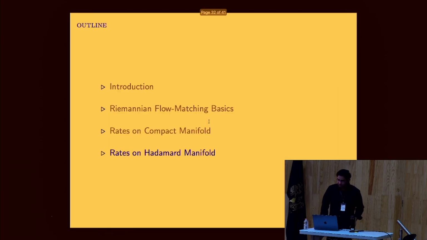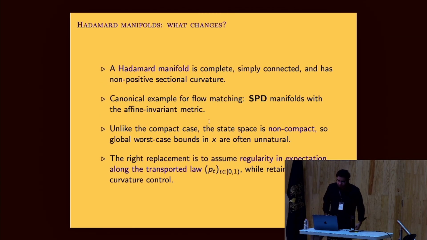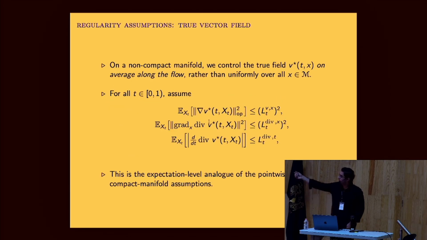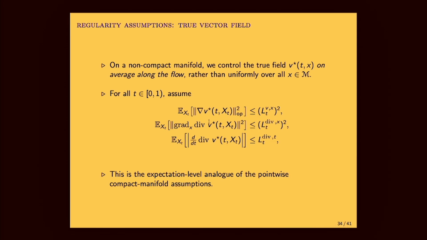All right, so in the time I have left, I will illustrate a similar result for the Hadamard manifold. One concrete example that you can keep in mind is the SPD manifold. As I mentioned, the state space is non-compact here, and it also has a non-positive sectional curvature, so that makes things a little more complicated. In comparison to the compact case, we cannot assume things are uniform on non-compact manifolds, so we assume regularities in expectation, right? For example, the covariant operator norm, I assume that it holds in expectation, not for all x as we had previously.